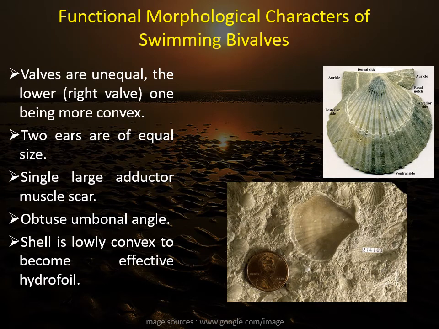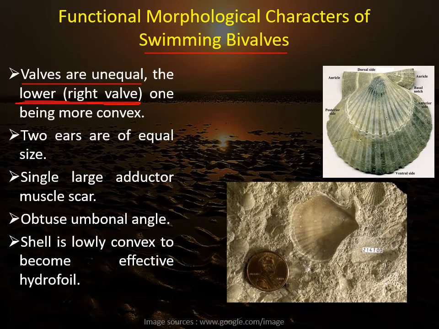Next are the swimming bivalves, that is, those bivalves which can freely swim. In this case also the valves are unequal, but the change from the previous cemented and free-lying modes of life is that here the larger valve is the right valve. It is the lower valve, and it is relatively larger than the left valve. So the left valve acts as a lid over the larger right valve.